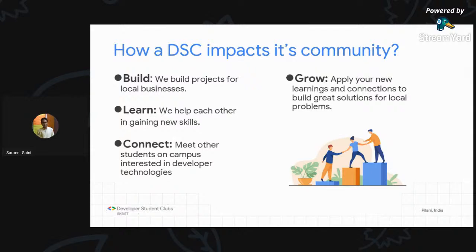The second thing is we learn. We help each other in gaining new skills. Okay. So the next thing, we connect. We meet each other in our campus. Well, we also get to know about students who we didn't know have developer technology and skills. So that's how we connect. And at the end, doing these three things, build, learn, connect, will eventually grow and apply our new learnings and connections to build a great solution for our local problem.